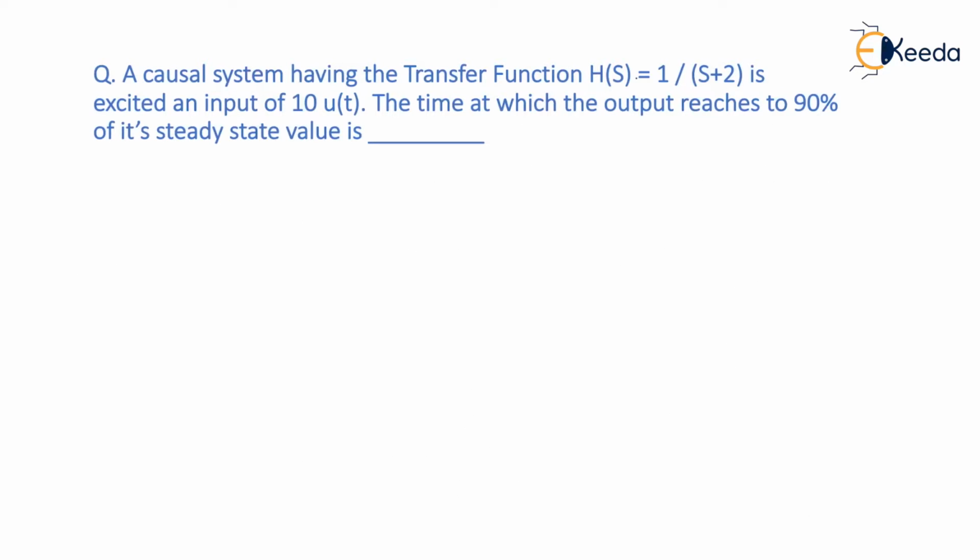So the question says: a causal system having transfer function H of s equal to 1 divided by s plus 2 is excited with an input of 10 times u of t. You know that 10 times u of t means it is a step signal with amplitude equal to 10. The time at which the output reaches 90% of its steady state value is. Let's try to tackle this question. The transfer function is actually 1 upon s plus 2. It means it is nothing but a closed loop transfer function.